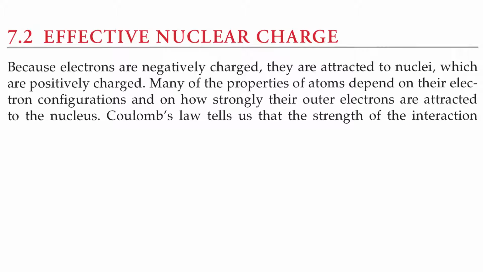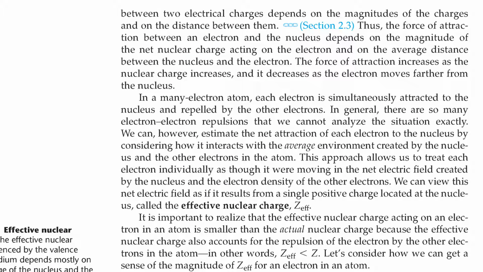Section 7.2, Effective Nuclear Charge. Because electrons are negatively charged, they are attracted to nuclei, which are positively charged. Many of the properties of atoms depend on their electron configurations and how strongly their outer electrons are attracted to the nucleus. Coulomb's law tells us that the strength of the interaction between two electrical charges depends on the magnitude of the charges and on the distance between them.